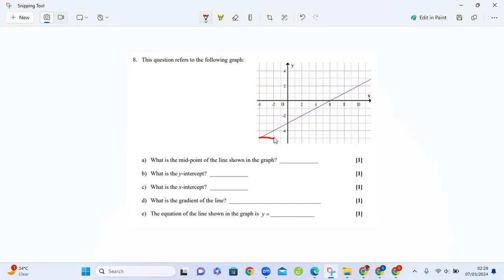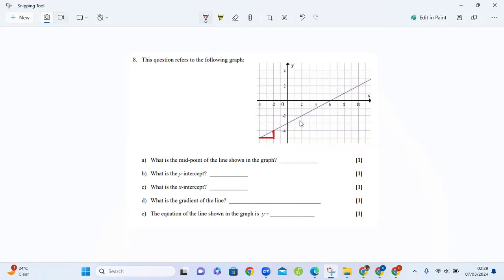To meet the graph, you've got to go up. So this has a positive gradient. Now let us see what the value of the gradient is. If you go 2 units horizontally, you've got to go 1 unit upwards. So it is 1/2, because the y variation will always be on the numerator. So this has a gradient of 1/2.